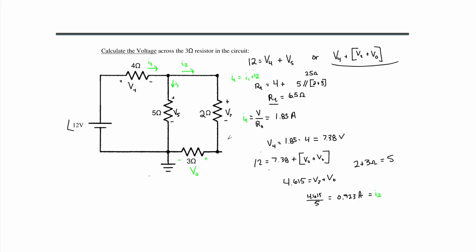Finally, now that we know the current flowing through this resistor and the resistance of V naught, we can finally conclude that our V naught is equal to 3 ohms multiplied by 0.923 amps, which gives us a voltage of 2.77 volts across the resistor.